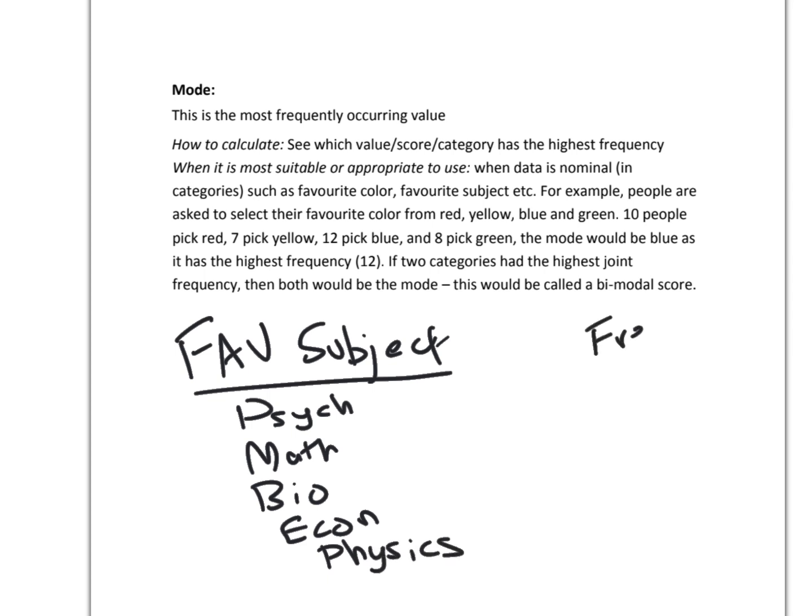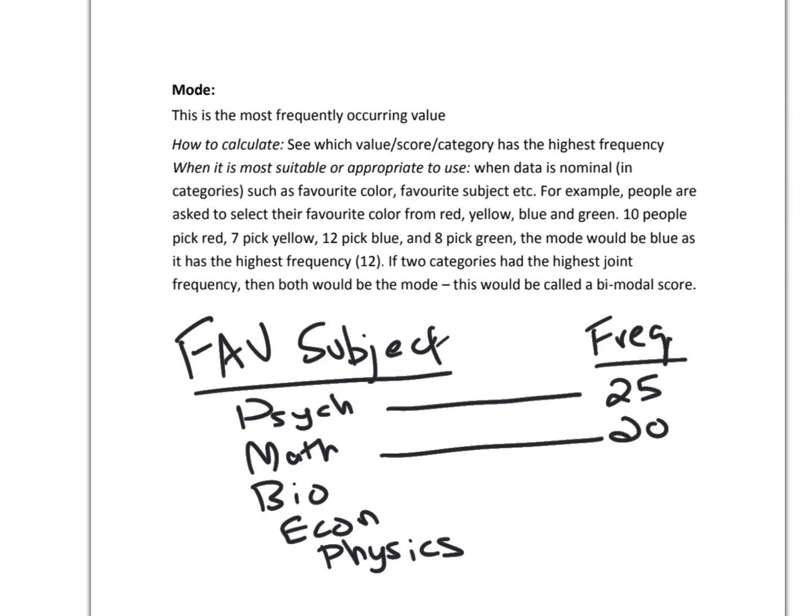Now, frequency of students who've picked these subjects as their favorite. Let's say 25 students have picked psychology as their favorite. Let's say 20 people pick math as their favorite subject, 10 pick bio, 15 pick economics, and 15 pick physics. So over here, I have 5 categories of subjects: psychology, math, bio, economics, physics.